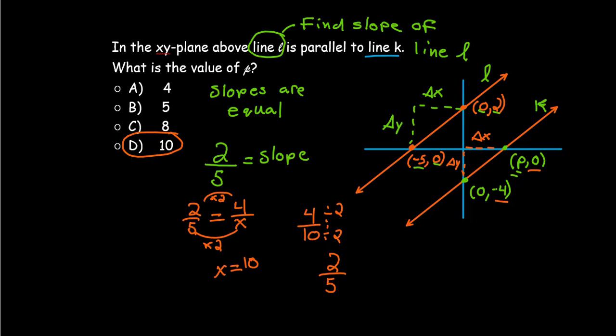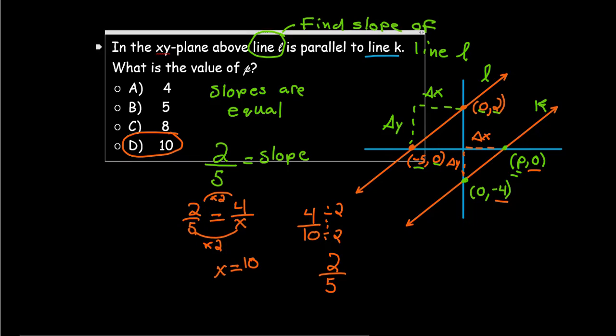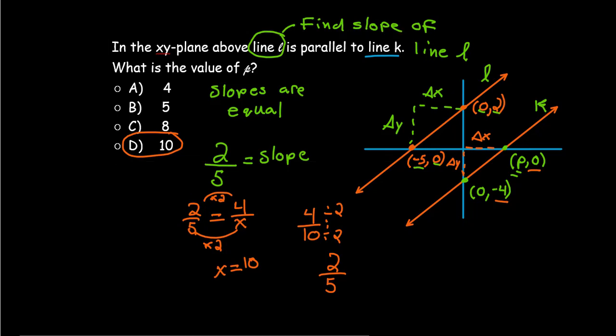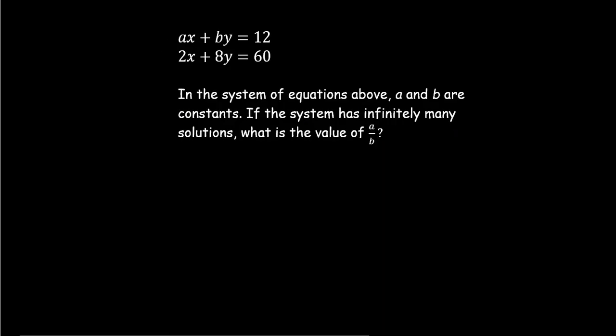But you want to make sure that you understand all of your different ways of thinking, right? All right, so let's look at this example. They're saying in the system above, A and B are constants. If the system has infinitely many solutions, what is the value of A over B? Well, when we have a system with infinitely many solutions, that means that everything is equal in the equation. So the slopes would be equal.